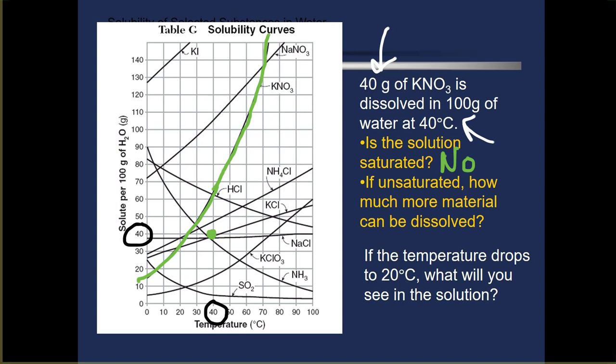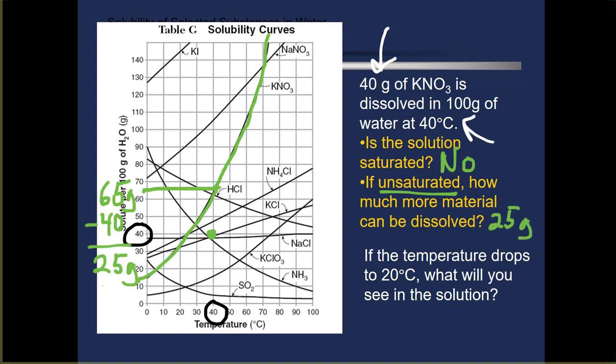If it is unsaturated, and that is what we have, how much more material can be dissolved? So we are at 40 grams, and we're just going to figure out how many grams dissolve right at that 40 line. So it's right in between the 60 and the 70, approximate, maybe a little bit more right in between, about 65 grams when it would be saturated. So we're at the 40 gram mark. So I just go 65 grams minus 40, and I get my 25 more grams is what can be dissolved.